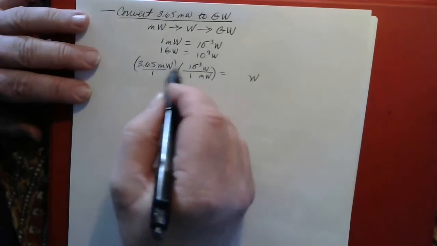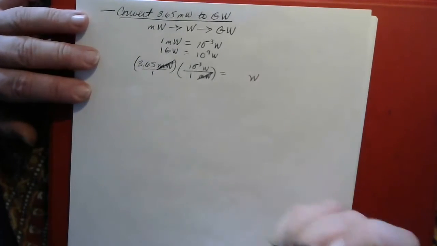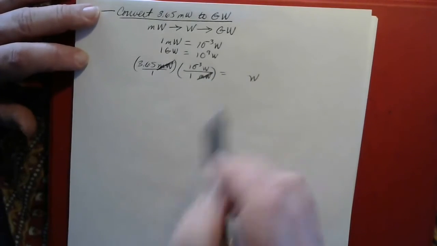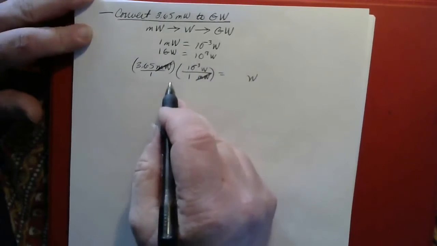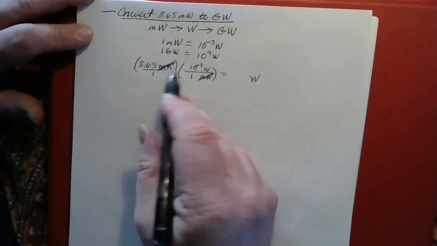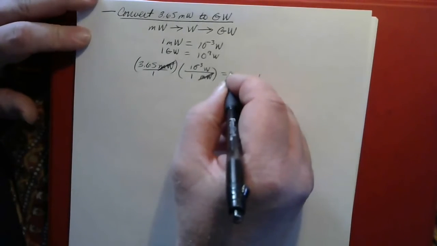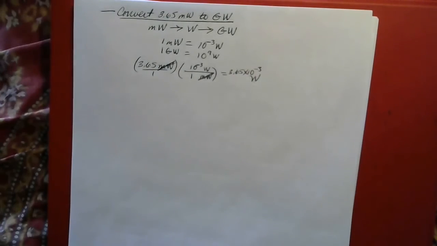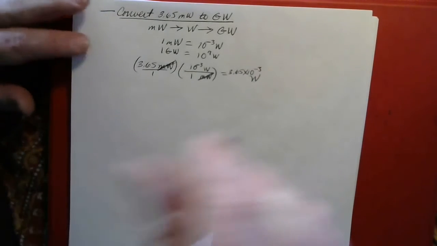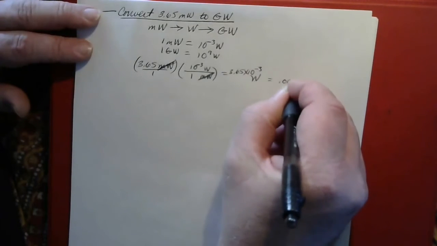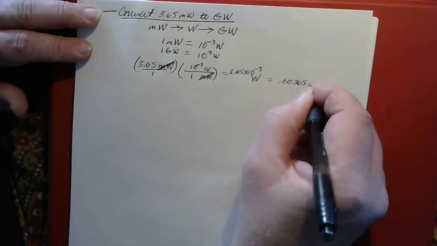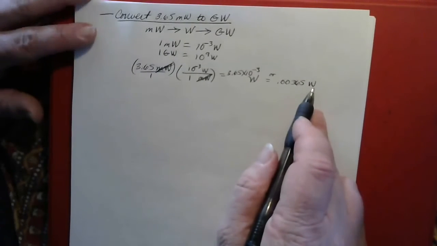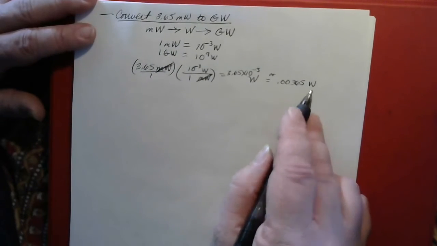All right, so you can ignore the ones. Notice that milliwatts cancel with milliwatts, and we end up with watts as the only unit that doesn't cancel, and that's what we want. 3.65 times 10 to the minus 3. Well, that's scientific notation. So you could just write it like that. 3.65 times 10 to the minus 3 is the answer. Or you could write it as 0.00365 watts, because that's what it is as the decimal form.